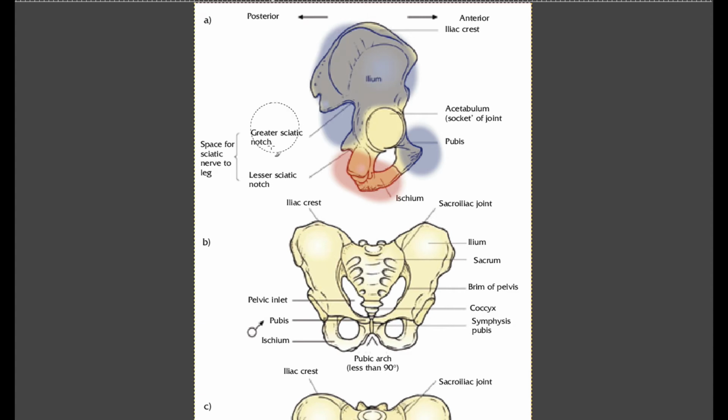So let's look at the landmarks specific to each part of the regions of the pelvis. First, let's look at the area in which all of these bones meet, which is right here, this big socket, this big depression, what we call the acetabulum, as depicted right here, or some people pronounce it the acetabulum.